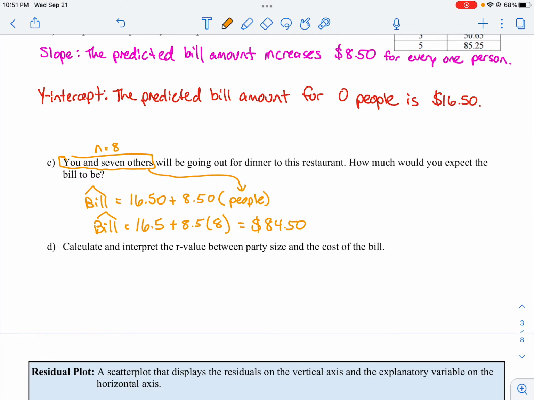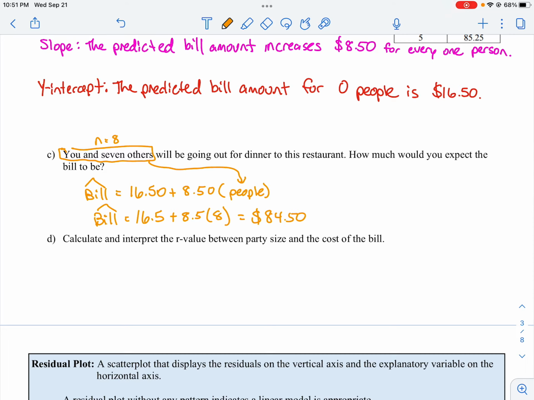So now we write our sentence. We would expect to pay $84.50 for a party of 8 people. Okay.